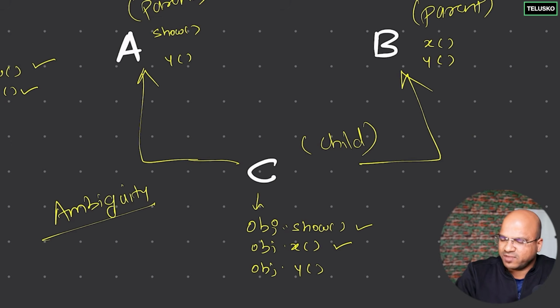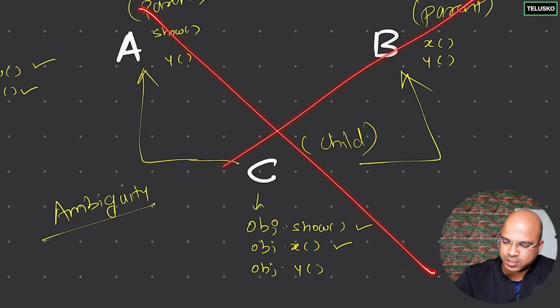Now, this problem is there in multiple languages which support multiple inheritance. Java says, oh, that's a problem, let's remove the feature itself. I know that's a weird way of solving the problem, but yeah, they have removed the problem itself. It's not like they found a solution. They said, instead of finding a solution, let's remove the feature. That's right. In Java, multiple inheritance does not work.